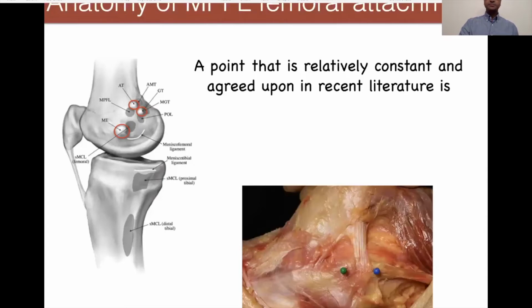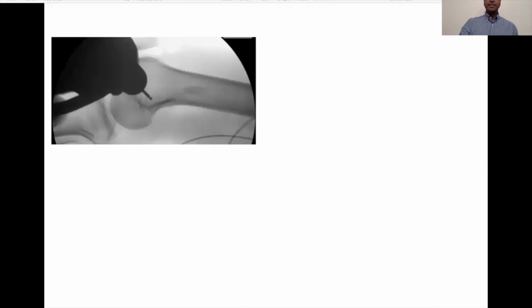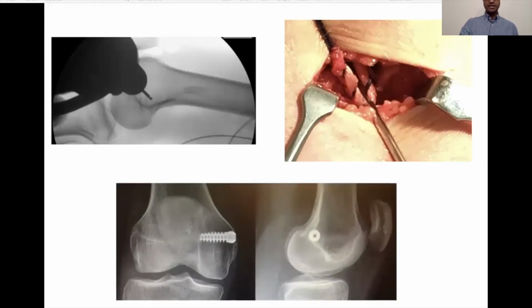The femoral attachment is absolutely vital. And if you look at the literature, the one point that is agreed is around 10 millimeters distal to the adductor tubercle when we do an MPFL reconstruction. Now you can either palpate it or you can use intraoperative images. Irrespective, what is important is to make sure that your point is checked for isometry before you create the tunnel and do the MPFL reconstruction.